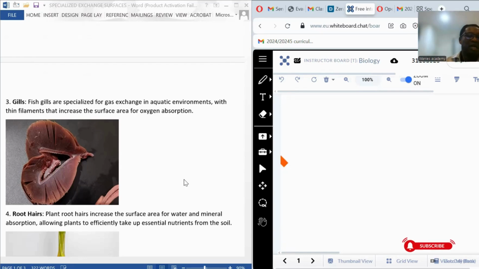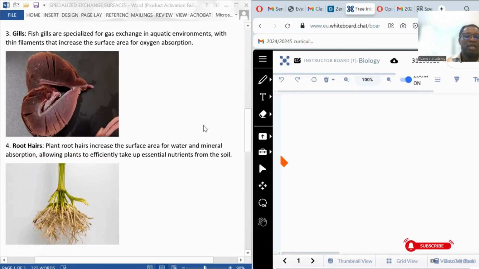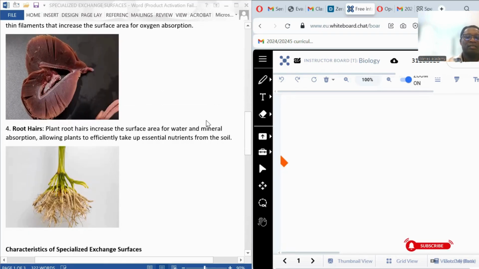We have the gill raker, we have the gill filament, we have the gill chamber. In the gill filament, we have blood vessels lining the gill filament. So from the gill filament, the dissolved oxygen is trapped and moves around the body of the fish.